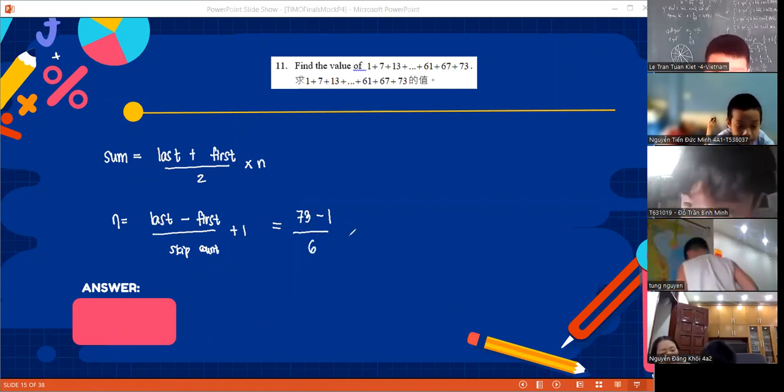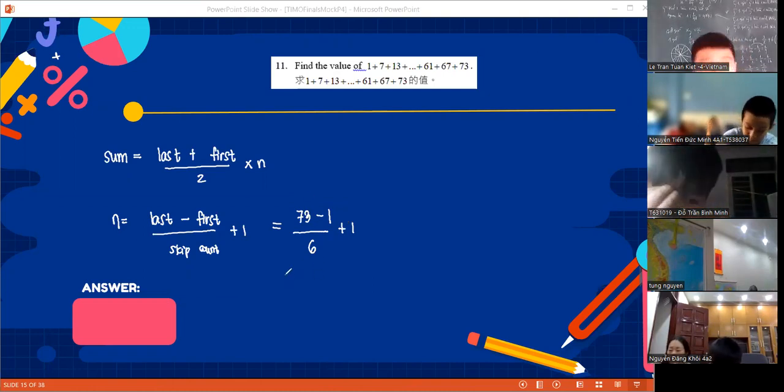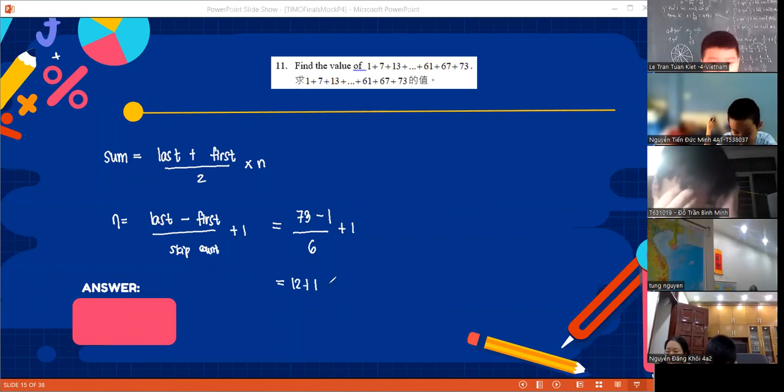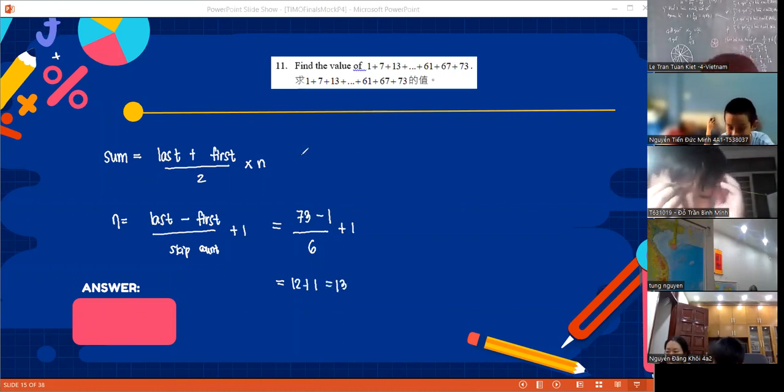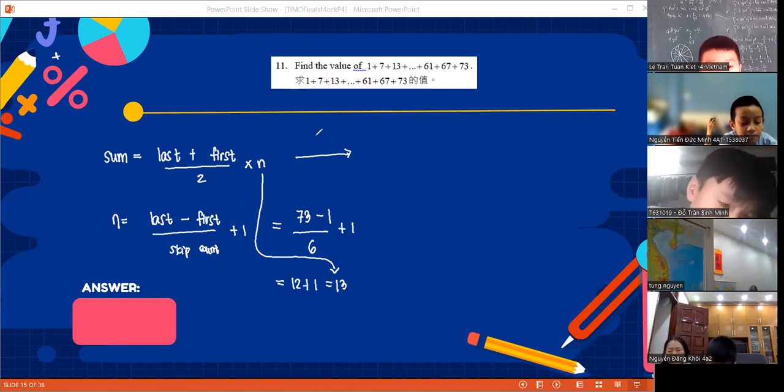Divided by 6 as our skip count and then plus 1, right? It's going to be 72 divided by 6, which is 12, plus 1 would be 13, right? So we can use this one to solve for our sum because the value for n here would be equal to 13, right? So very easy to solve.